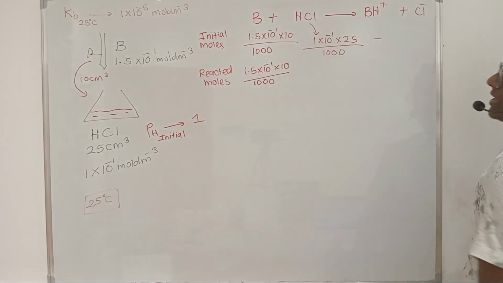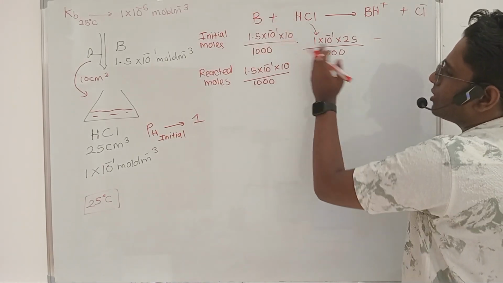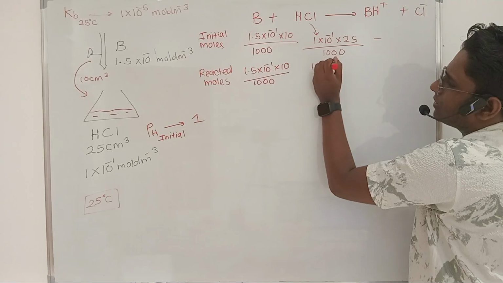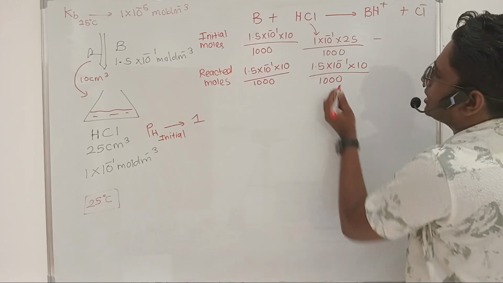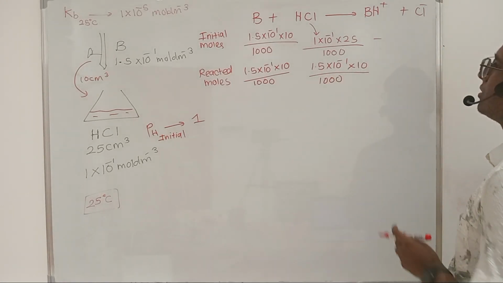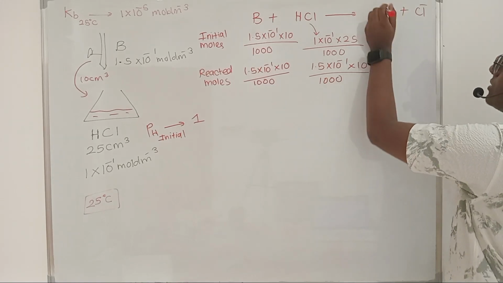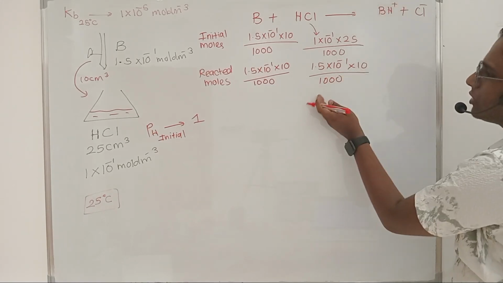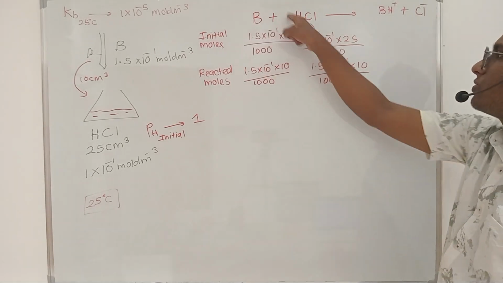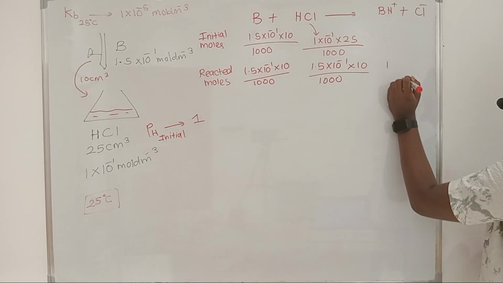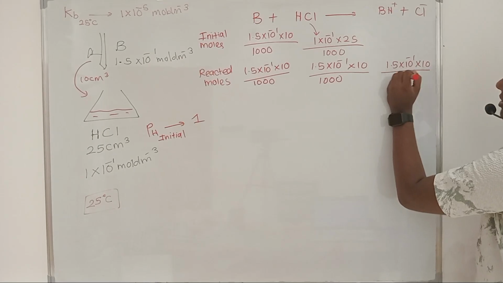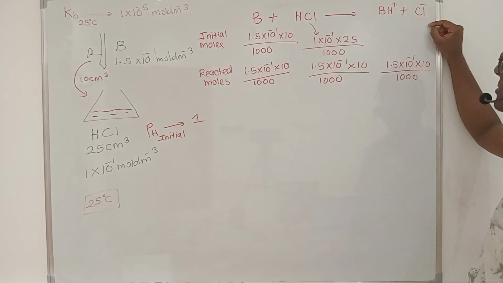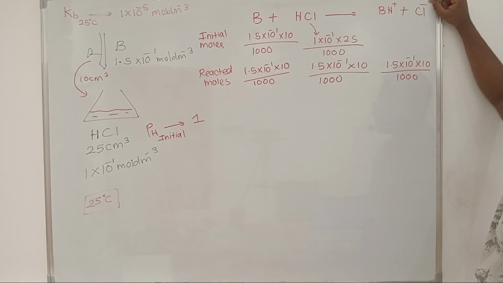So how much HCl will react? The ratio is 1 to 1, so the same amount of HCl will be reacting: 1.5 × 10^-1 × 10/1000. Then how much BH+ will be forming? Same amount of BH+ will be forming, because the ratio is 1:1:1. That is 1.5 × 10^-1 × 10/1000. No need to consider Cl- ions, because that is a spectator ion, so it does not affect the pH.